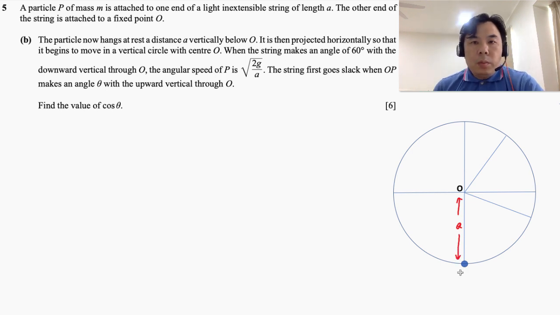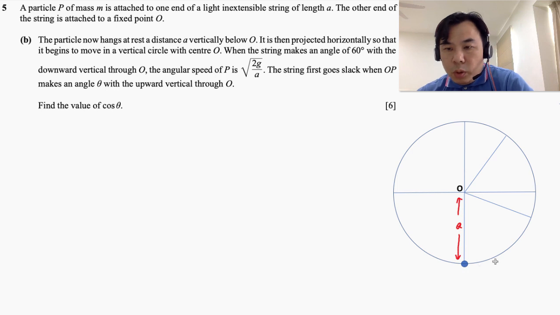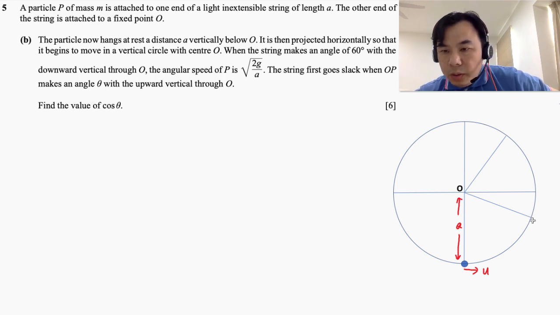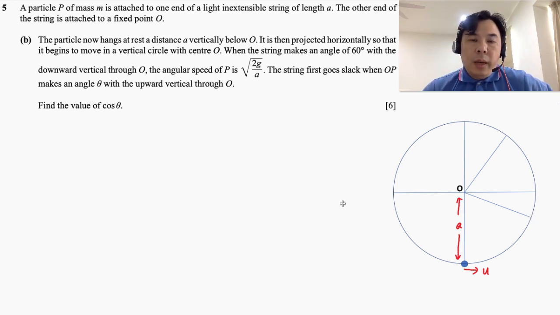It has been projected horizontally, so we have no idea what its velocity of projection is, but we can label it as U. Then it's going to perform a vertical circular motion in this case. It is stated that when the string makes an angle of 60 degrees with the downward vertical through O, the angular speed is square root of 2g over a. Therefore, at this point, it has an angular speed of that value.